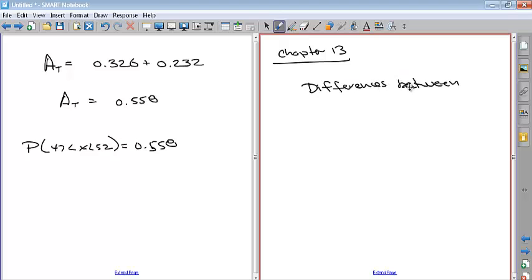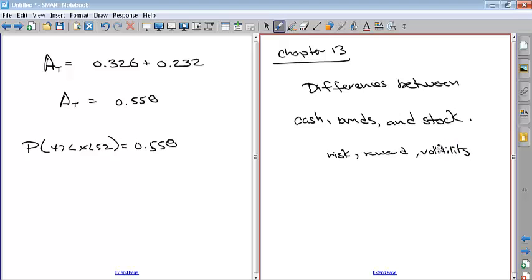So in your previous one, I asked you about what the 3 kinds of investments were, and I said it was cash, bonds, and stocks. And I want you to just know basically what these represent, what the risk, reward, and volatility is for each one of those. Risk, reward, and volatility, and it's going to be high, medium, or low, depending on which one it is.